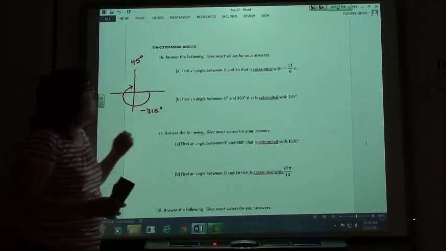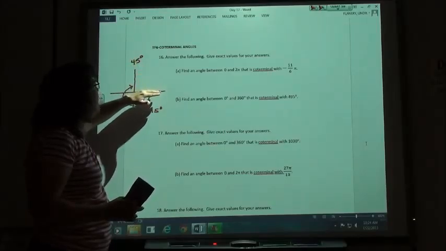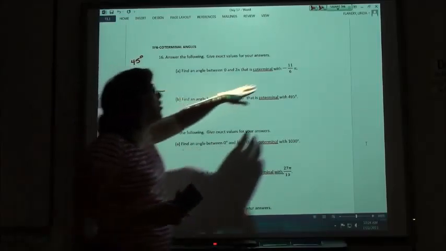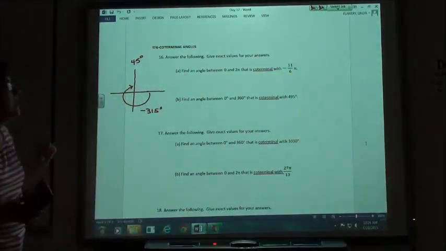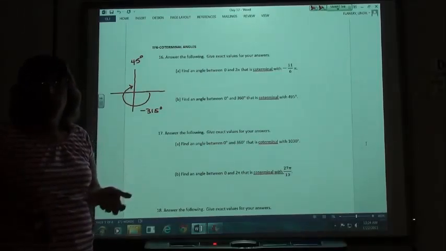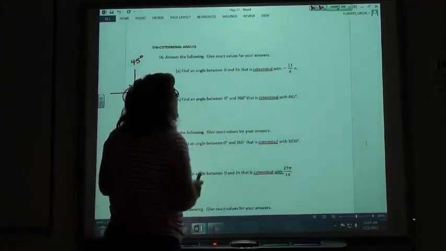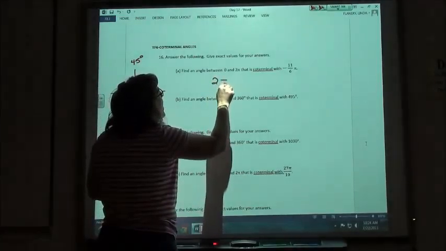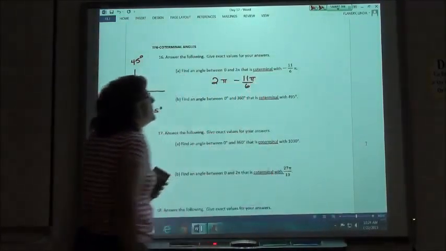If I start with a positive measure, I'm going to subtract 360 from that to find the negative measure. If I start with a negative measure, I'm going to add that. So I'm either going to add or subtract 360 degrees, which in radian measures is 2 pi. And so if I'm finding an angle that's coterminal with 2 pi, I'm going to take 2 pi and I'm going to subtract 11 pi over 6.